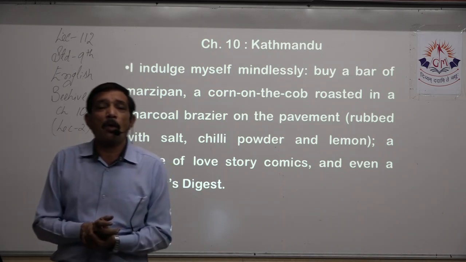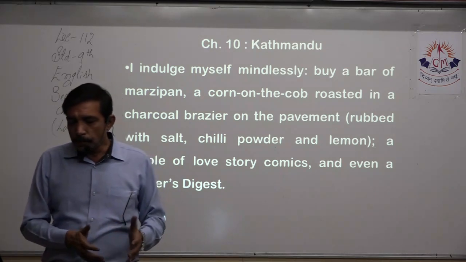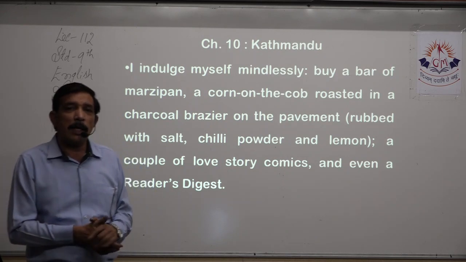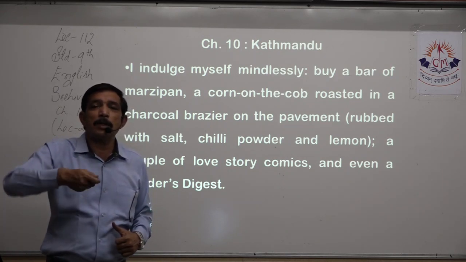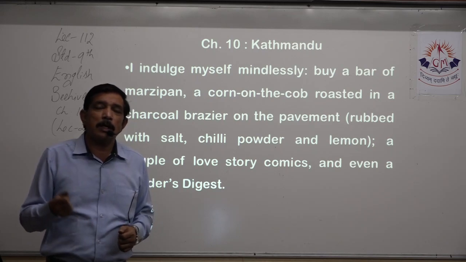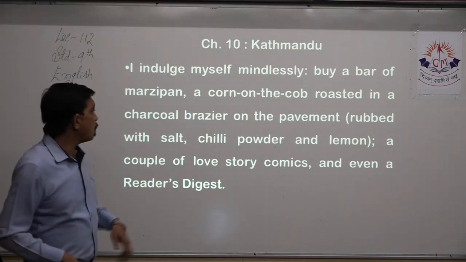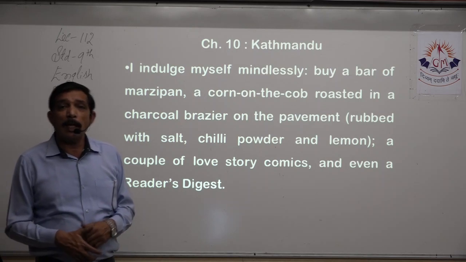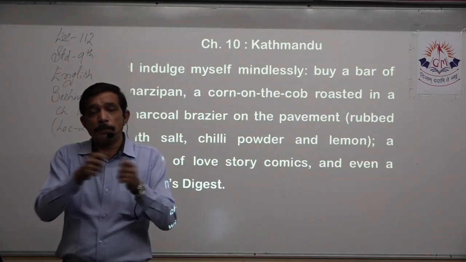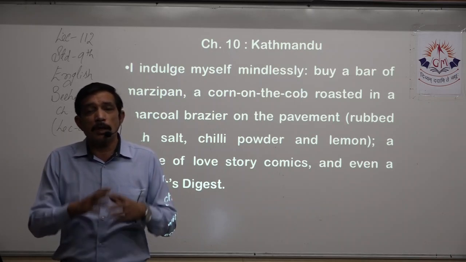So when that corn is heated up on the brazier. Brazier means that sigri, right? So on the sigri, we know the coal is there, that charcoal is there, and on it the maize is kept, and it is turned, rotated, so that it's well roasted, and then rubbed with salt, chili powder and lemon. Now that is given on the cob, right? The cob is corn on the cob. So the cob is just that layer we take out before exposing the corn.